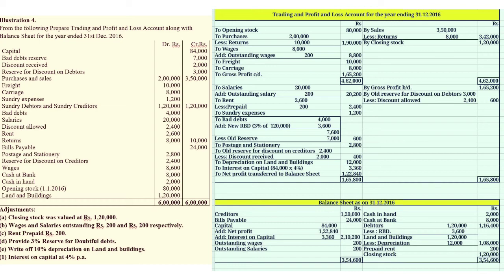Next, outstanding expenses. It's a liability for the firm. It is not yet paid. It has to be paid to the concerned people. Outstanding wages 200. Outstanding salary 200. Now the balance sheet tallies: 3,54,600.